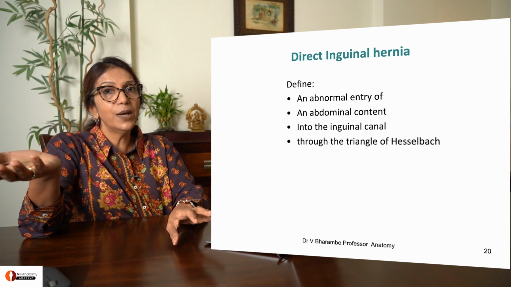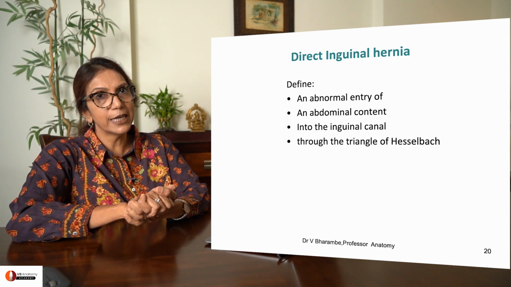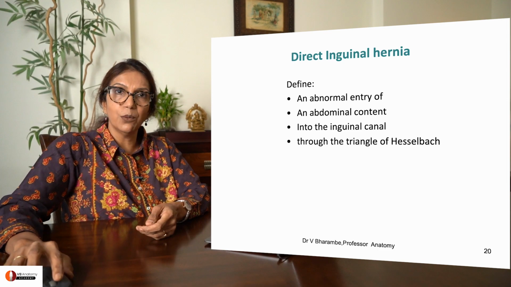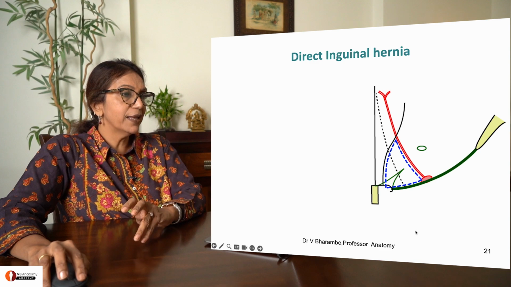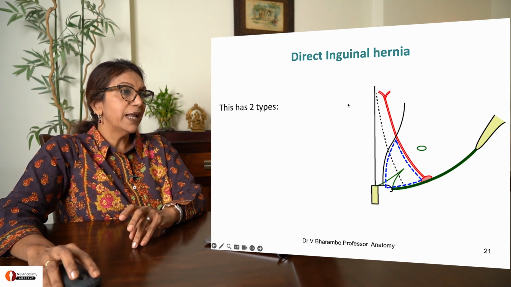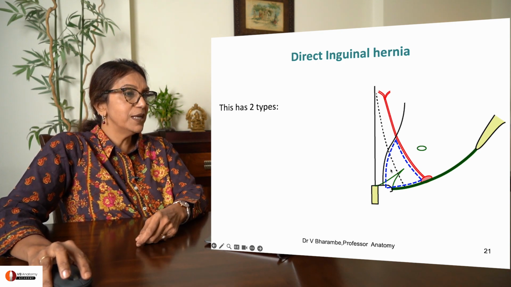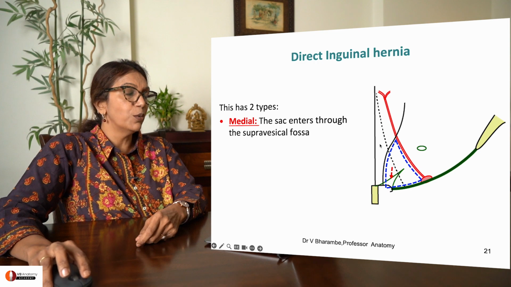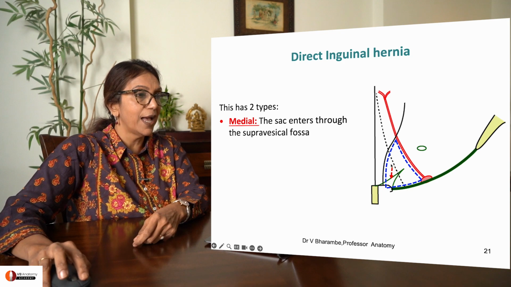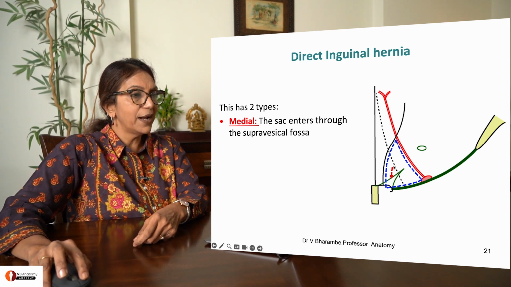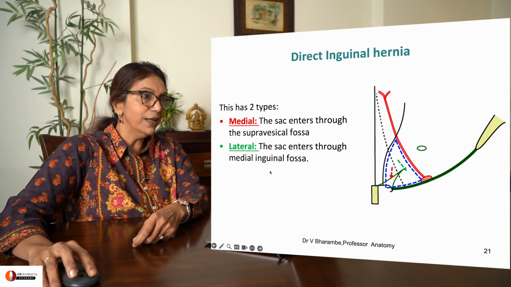What is an indirect inguinal hernia? If the hernia passes through the deep inguinal ring to enter the inguinal canal, then you call it an indirect inguinal hernia. Right. So let's come back to our favorite diagram. The direct inguinal hernia has two types. If it lies medial to the obliterated umbilical artery, then you call it a medial direct inguinal hernia, as seen here. If it lies lateral to the obliterated umbilical artery, you call it a lateral direct inguinal hernia.